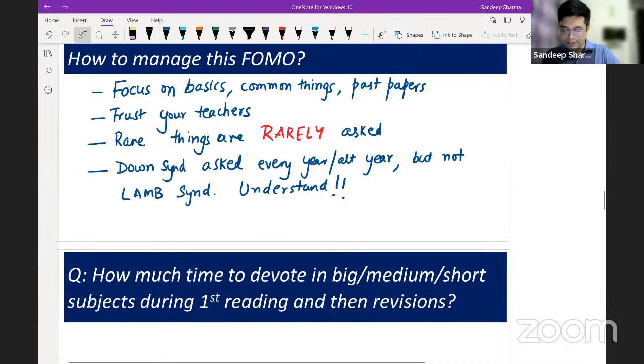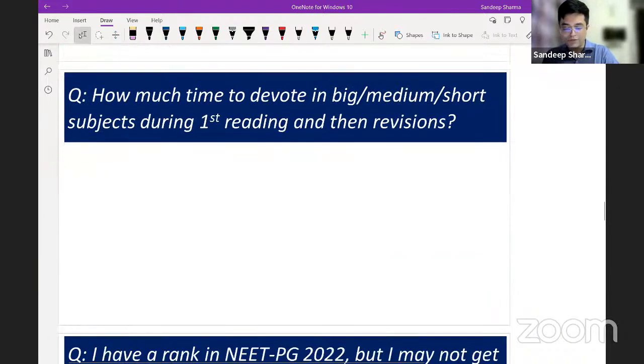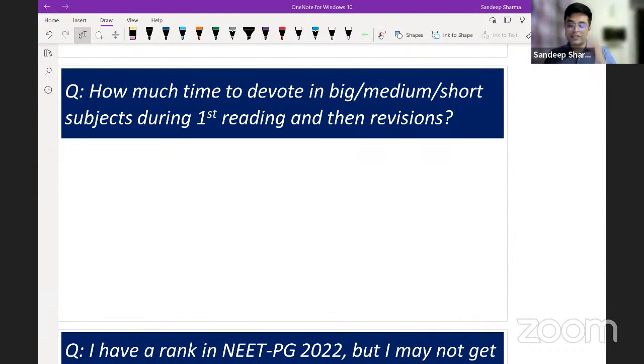So, sir, the next query which we often get from students again is a common one. How much time we should be devoting to big subjects like medicine, surgery, and OBG, to medium subjects like anatomy, physiology, ENT, ophthalmology, pediatrics, microbiology, and short subjects like radiology, ophthalmology, orthopedics, etc. So in first reading and revision, some basic idea if you can give, sir.